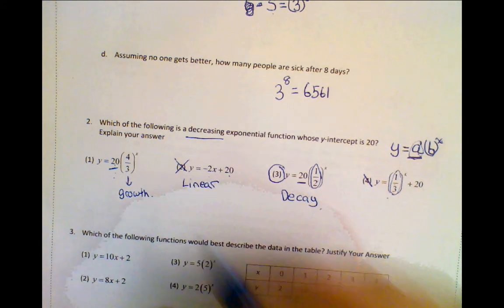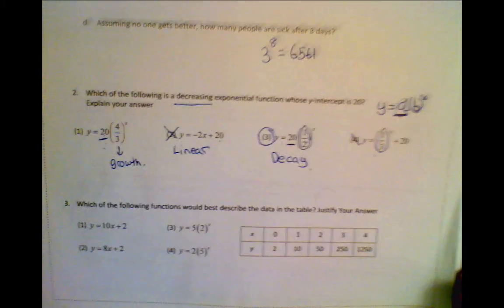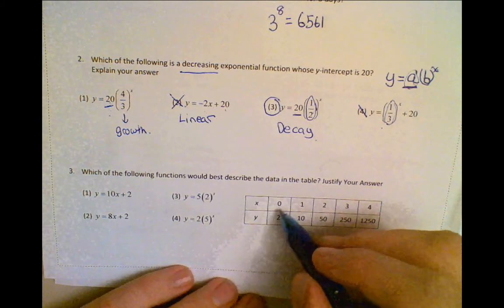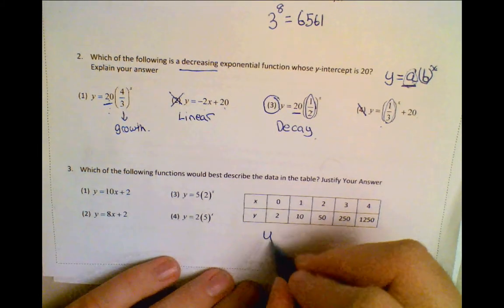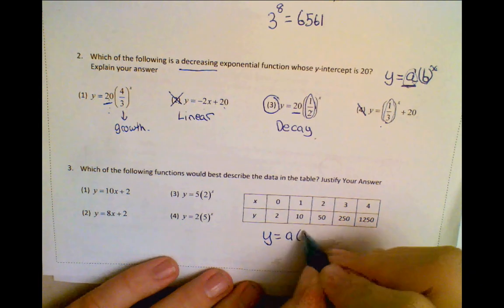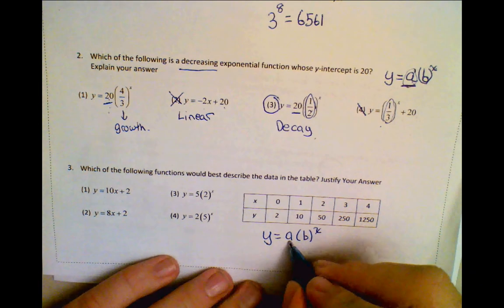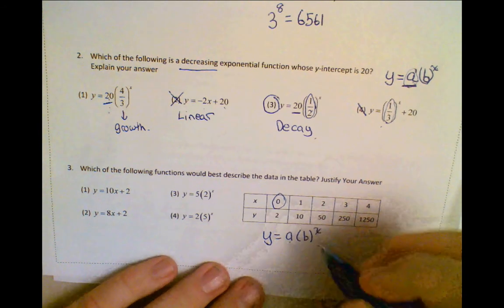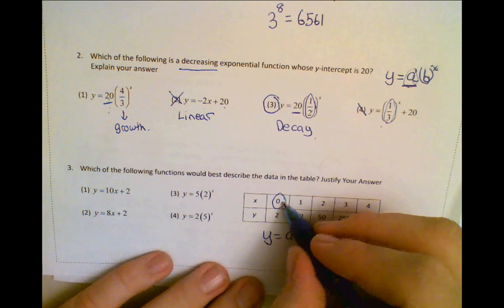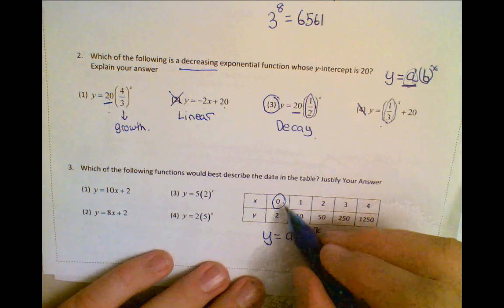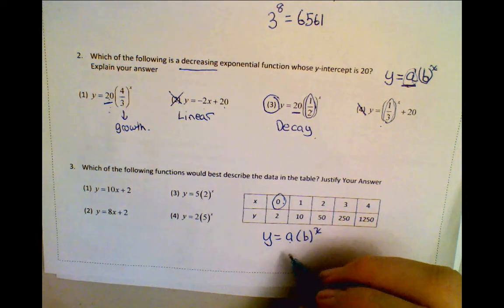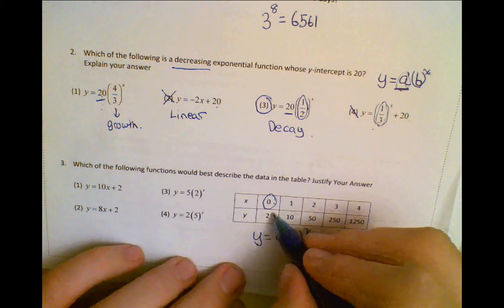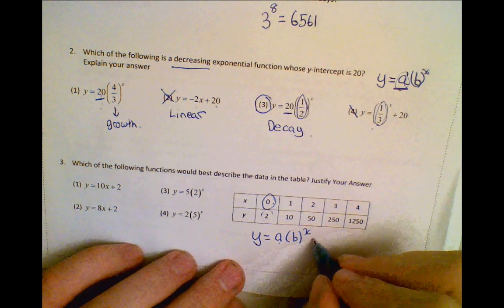Okay, let's take a look at number 3. Which of the following functions would best describe the data in the table? Now remember, we talked about this originally. You have that same function, y equals a b to the x, where a is the initial value. Now the initial value is when x equals 0. Now in this case, when x equals 0, what do we have? We have the y value being 2. So therefore, the a value is going to be 2.